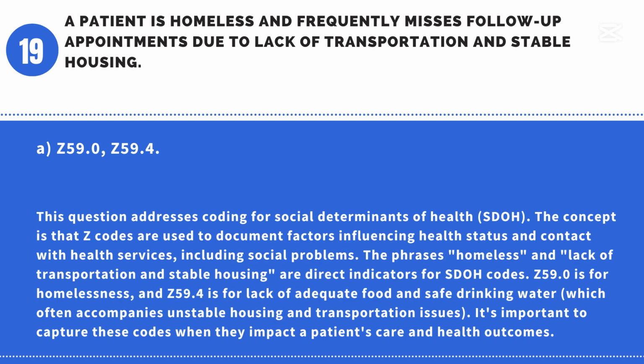Answer: A. Z59.0, Z59.4. This question addresses coding for social determinants of health, SDOH. The concept is that Z codes are used to document factors influencing health status and contact with health services, including social problems. The phrases homeless and lack of transportation and stable housing are direct indicators for SDOH codes. Z59.0 is for homelessness, and Z59.4 is for lack of adequate food and safe drinking water, which often accompanies unstable housing and transportation issues. It's important to capture these codes when they impact a patient's care and health outcomes.